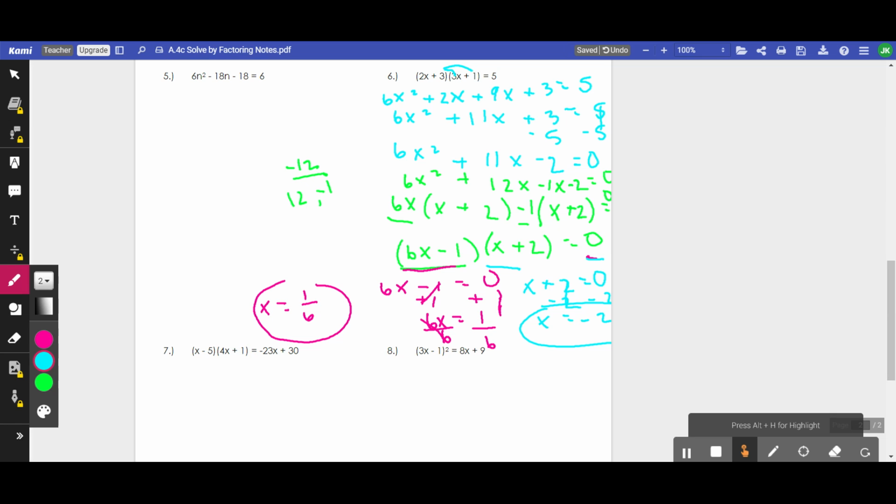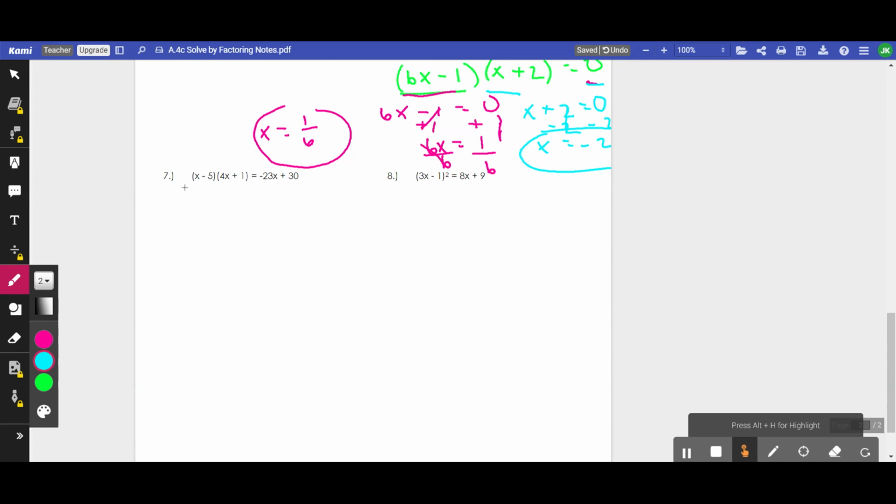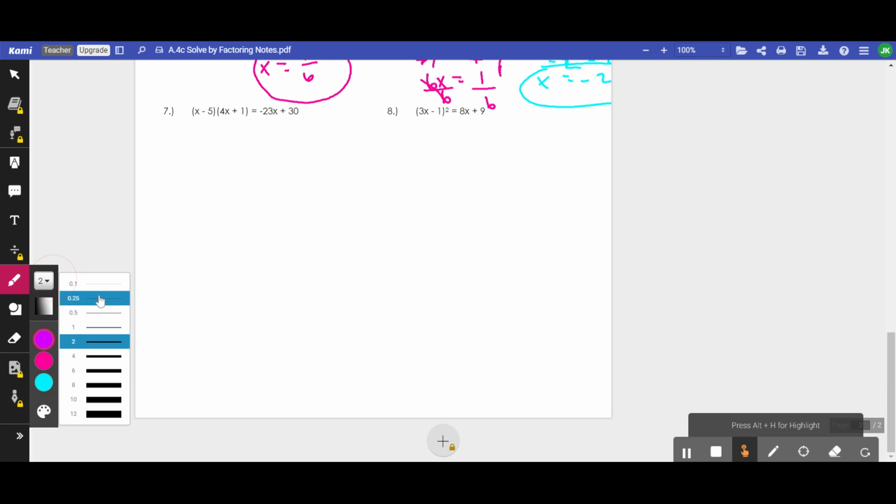And then for number 7, this one will kind of start off the same way as the one you just did here. So you have to FOIL the left side here before you can move these other two terms over. So you'll do x times 4x first there. So if you multiply those, then you'll have 4x squared then. And then you'll do x times the 1. So that'd be 1x then.